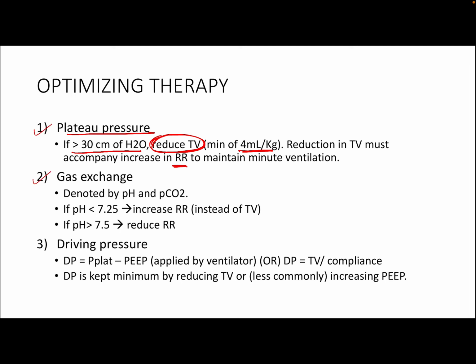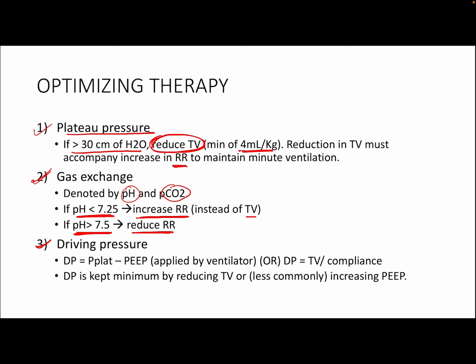The second is to monitor the gas exchange. Gas exchange can be denoted by two things: one is the pH and one is the PCO2. If the pH is less than 7.25, this is even below what is permissive in ARDS, you would rather increase the respiratory rate rather than increasing the tidal volume, because a low tidal volume ventilation is always preferred in ARDS. And if the pH rises more than 7.5, you can reduce the respiratory rate. Try not to change the tidal volume much.